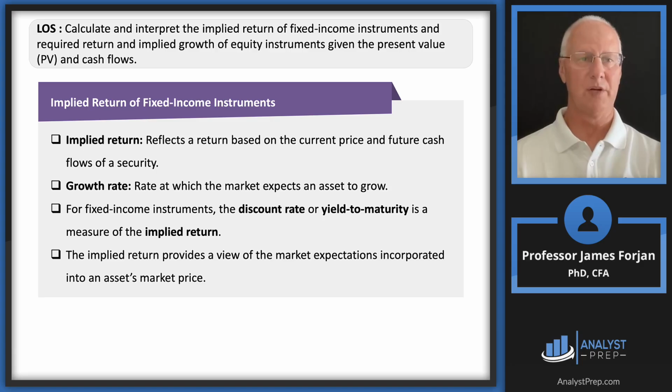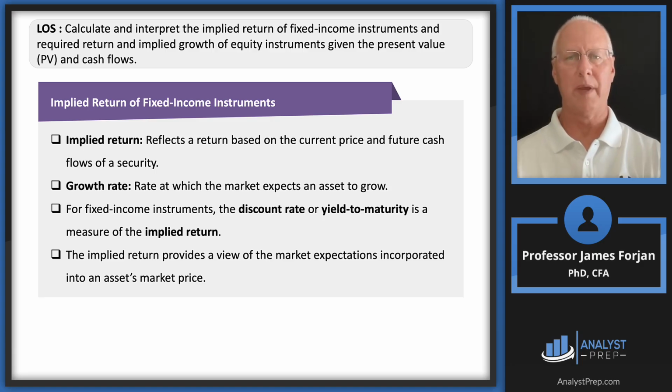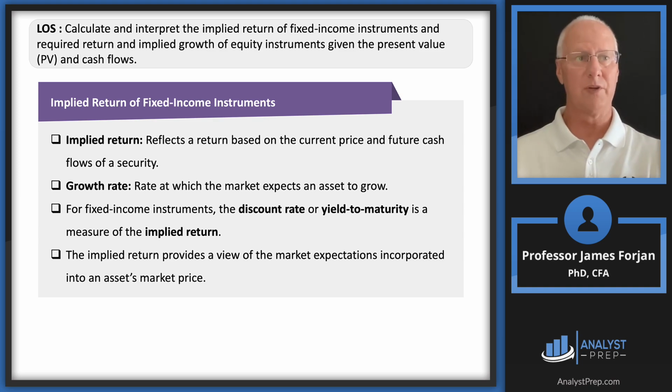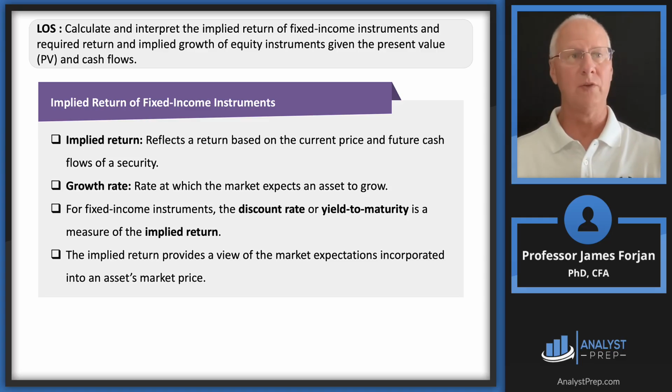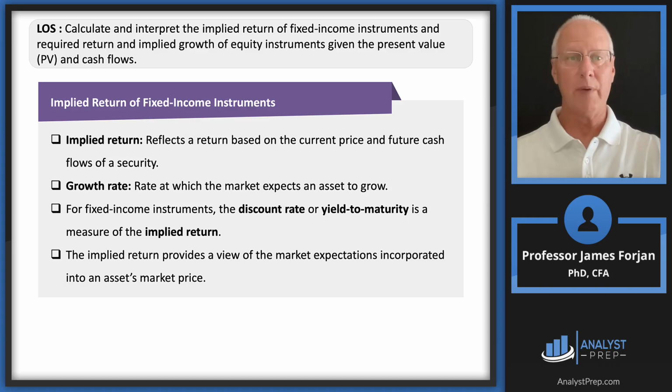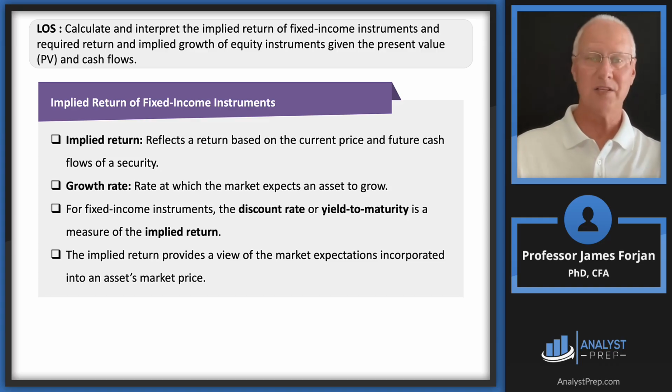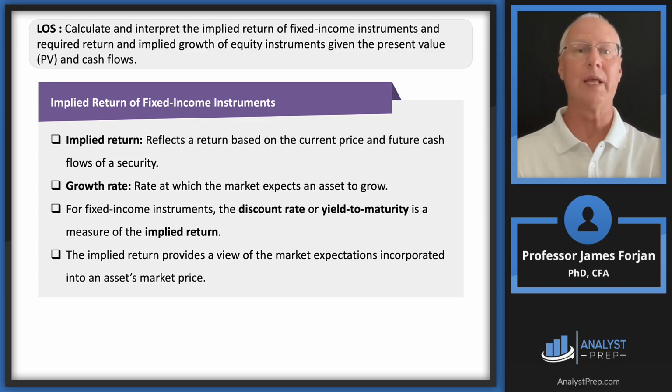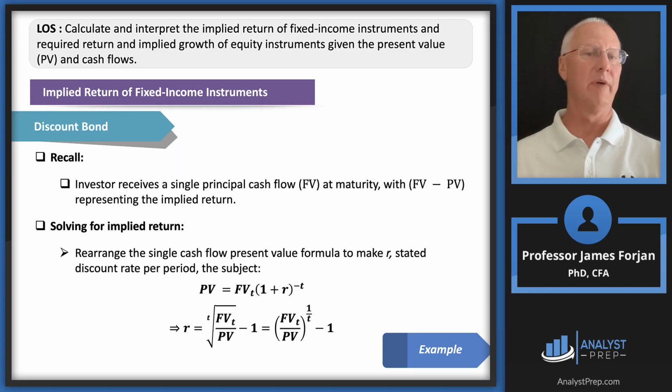All right, so there's a definition for implied return, a return based on the current price, right? So think about what we just did. We saw the price of a bond, we saw the price of a share of stock. That was a theoretical price. But what we can do is look on the floor of the New York Stock Exchange or look on a bond exchange, and we can see the price. And then we can estimate those future cash flows, and then we can go ahead and compute what's known as an implied return. We're also going to calculate a growth rate and a couple of other rates as we go forward.